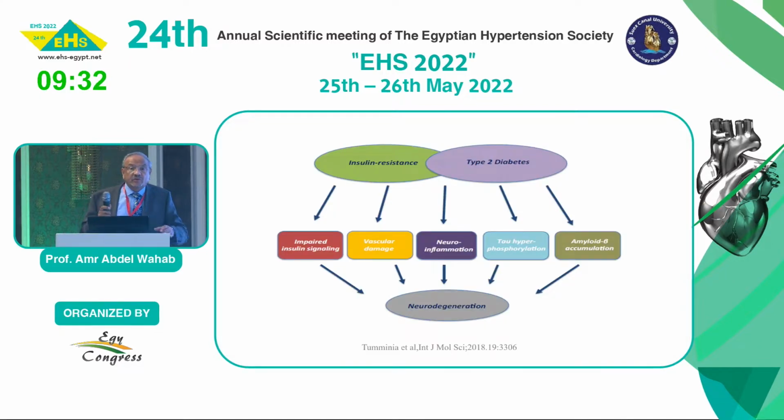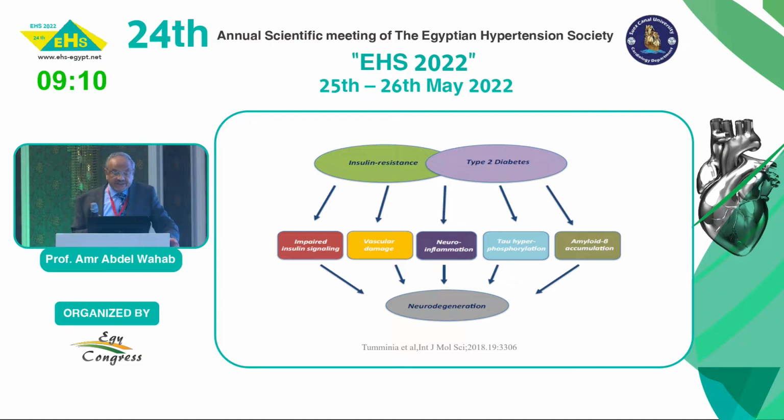Now we move to type 3 diabetes, Alzheimer's disease. Alzheimer's disease is often called type 3 diabetes because of the role of brain insulin resistance in the development of Alzheimer's disease.